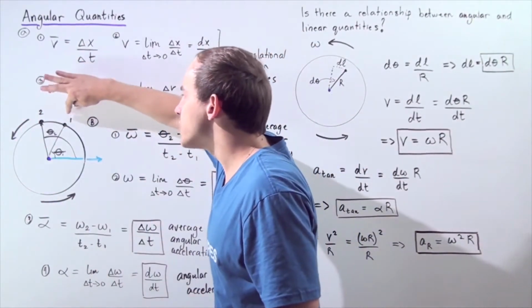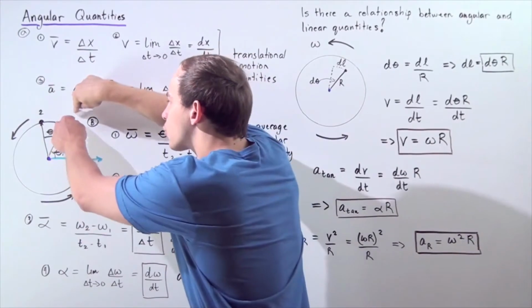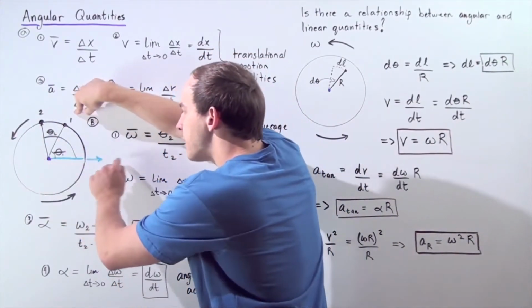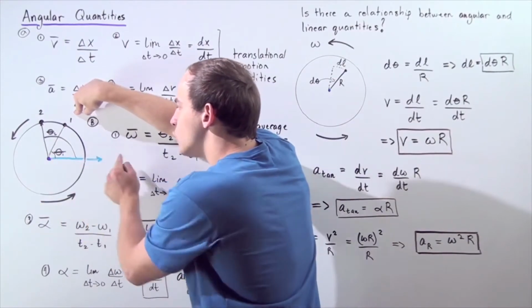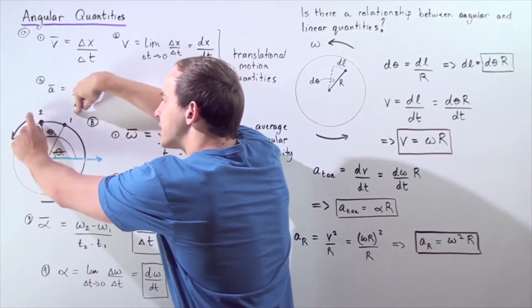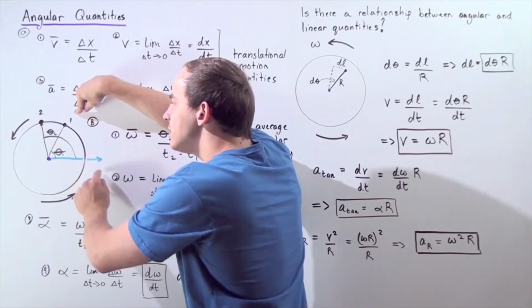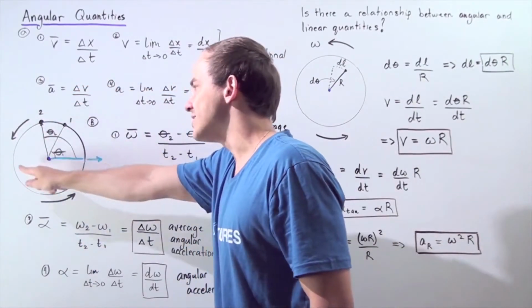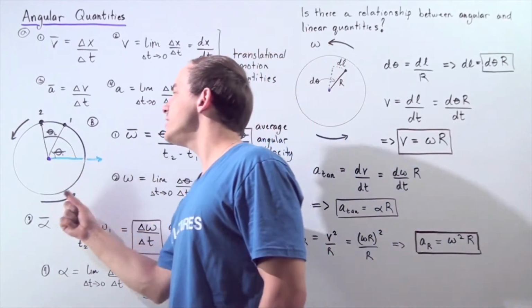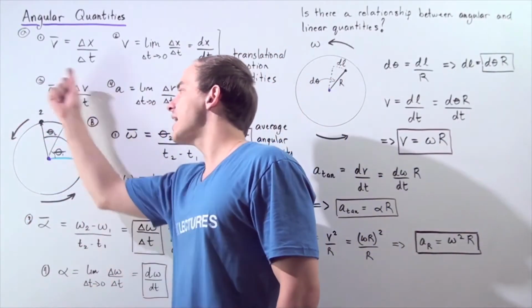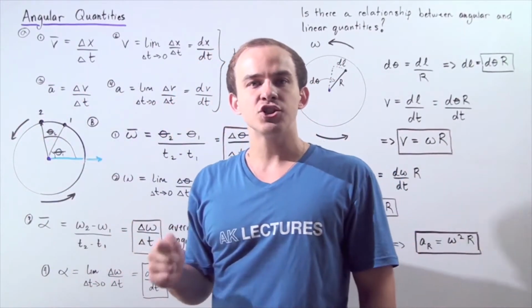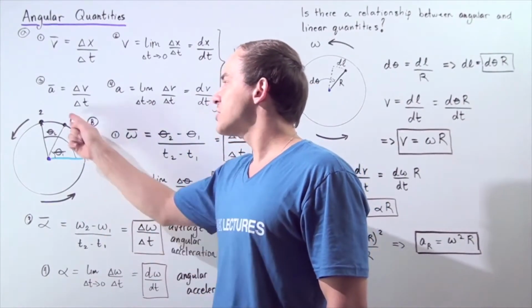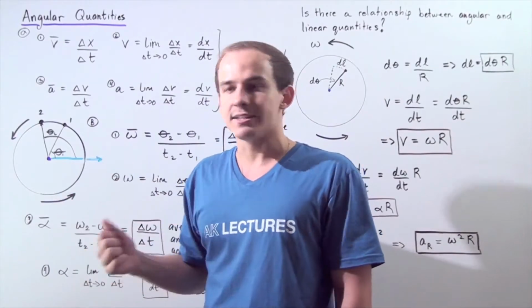When the object is at point 1, the radius of the circle makes an angle theta 1 with respect to some reference axis, this blue axis. And when the object is at point 2, the angle now is given by theta 2. Notice the angle increased. And that's exactly why we say when the object rotates in the counterclockwise direction, the direction is positive, because the angle that this point makes increases.